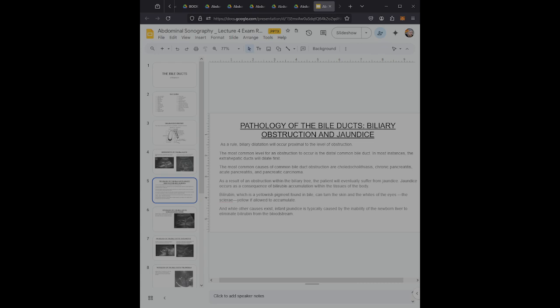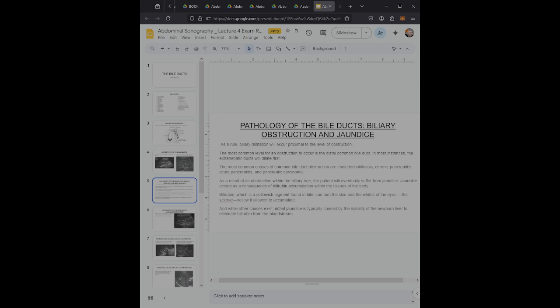The most common level for an obstruction to occur is the distal common bile duct, and in most instances, the extrahepatic ducts will dilate first. Therefore, with obstruction of the distal common bile duct, there will be eventual dilatation of the common bile duct, the gallbladder, and the common hepatic duct. The most common causes are choledocholithiasis, chronic bronchitis, acute pancreatitis, and pancreatic carcinoma.